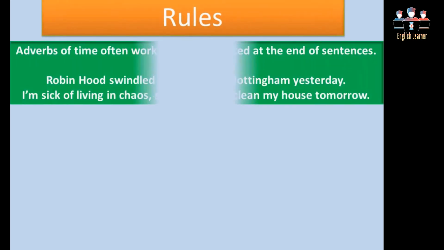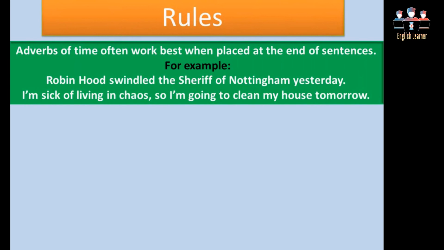Now let's get the rules of how we are going to use adverb of time in a sentence. Adverbs of time often work best when placed at the end of the sentence. For example, Robin Hood swindled the sheriff of Nottingham yesterday. Number 2 example is I am sick of living in chaos, so I am going to clean my house tomorrow. Tomorrow is indicating when the action is going to happen, so we are dealing with adverb of time.